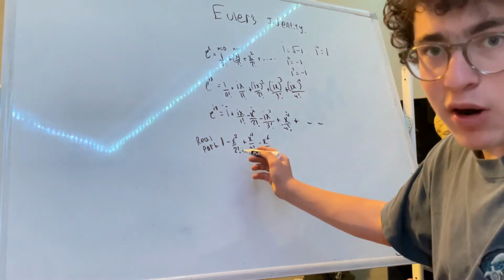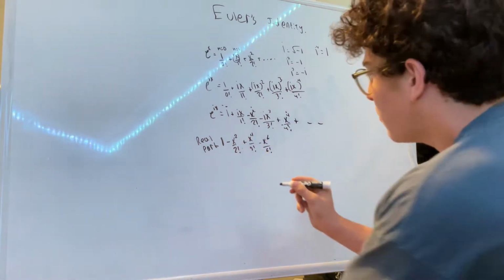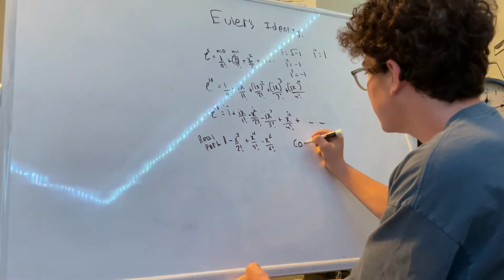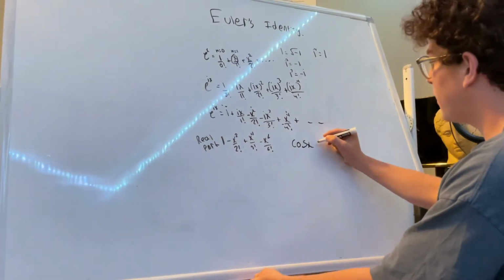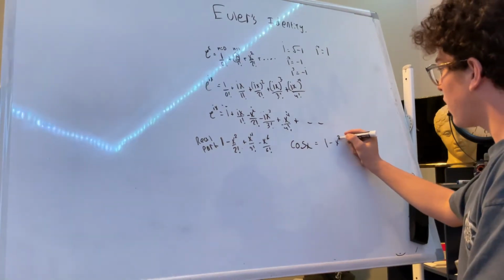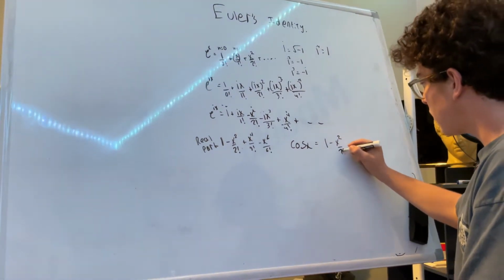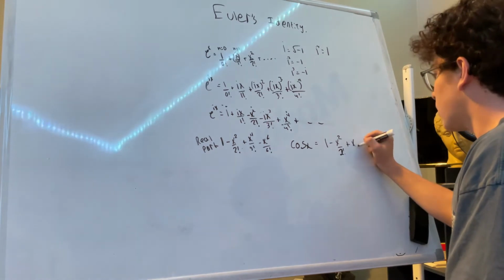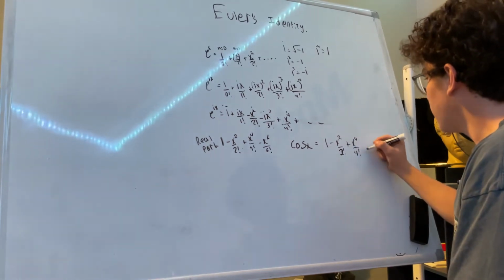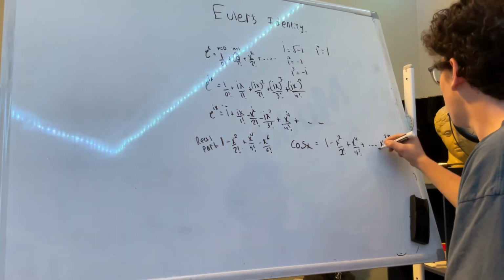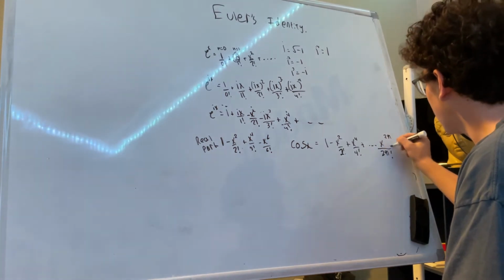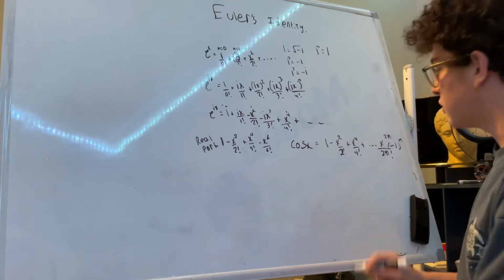this is just the power series of cosine. Because remember that the power series of cosine is just 1 minus x squared over 2 factorial plus x to the 4th over 4 factorial, and so on and so forth, of x to the 2n over 2n factorial. And then you have a negative 1 to the n, which is going to be your oscillator.